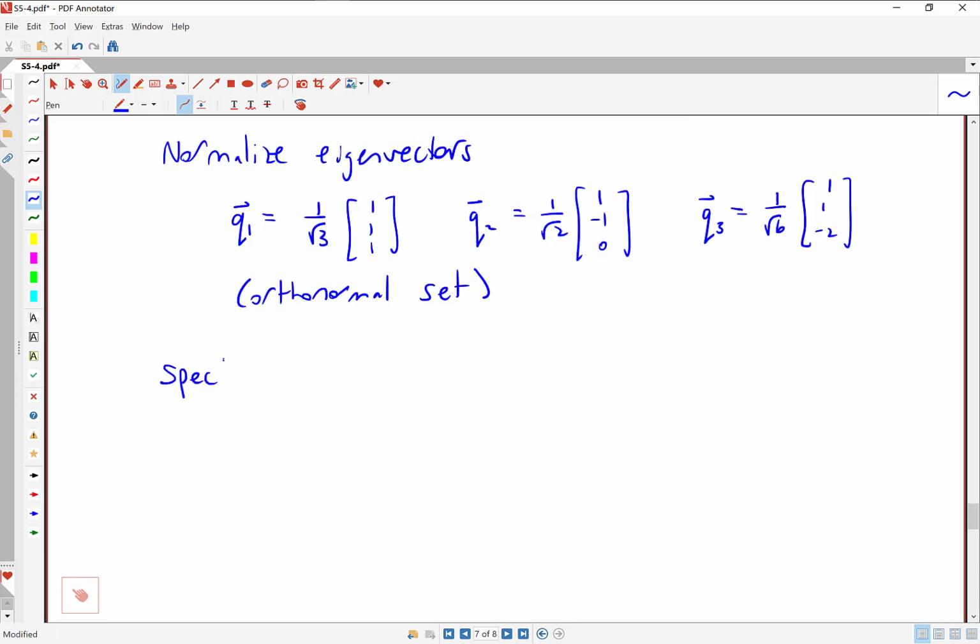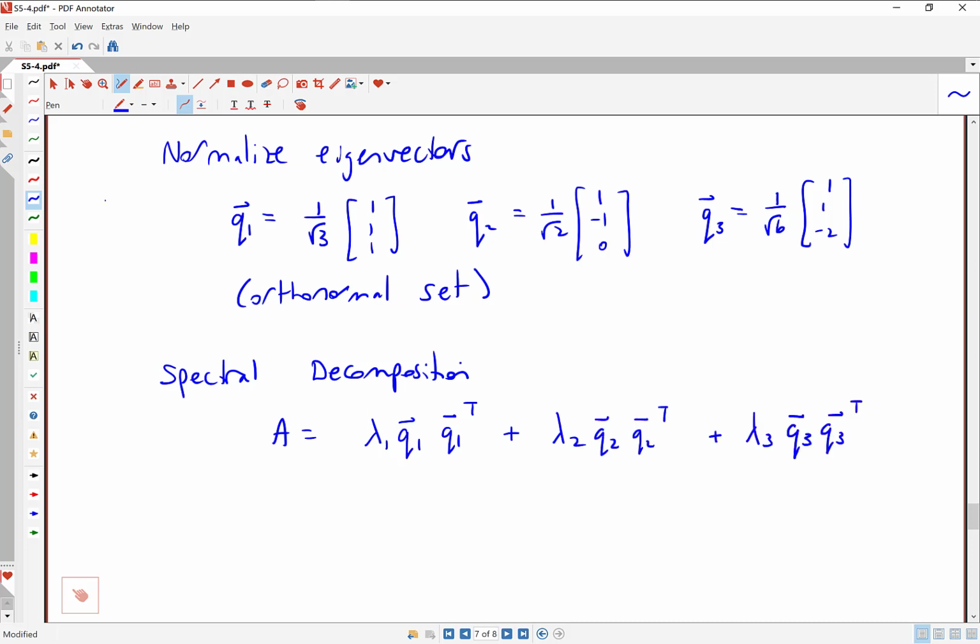Now with that, we can write down our spectral decomposition. So what that does is builds a matrix A that has the specific eigenvalues and eigenvectors. So the formula is to go lambda 1 times Q1 Q1 transpose, plus we're going to have two other terms for the other eigenvectors. So a couple of comments about this. It is important that we're writing our eigenvectors in column form so that when we multiply this out, we're multiplying a column times a row.